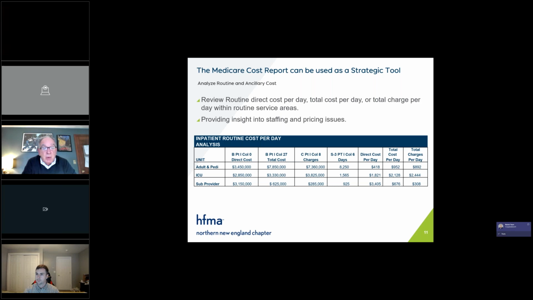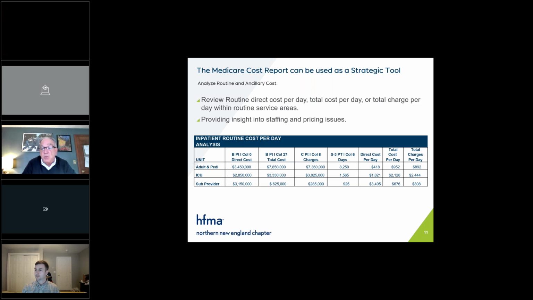So we end up with total cost, and then we can look at total charges on the cost report. We can go to the S-3 work paper and get total days. And now we can start computing some amounts per day. We can look at our direct cost per day. In this case, the direct costs were $418 a day, and then fully loaded costs were $952 a day. So when you look at direct versus overhead, it almost doubles. So your costs are going to double for overhead.